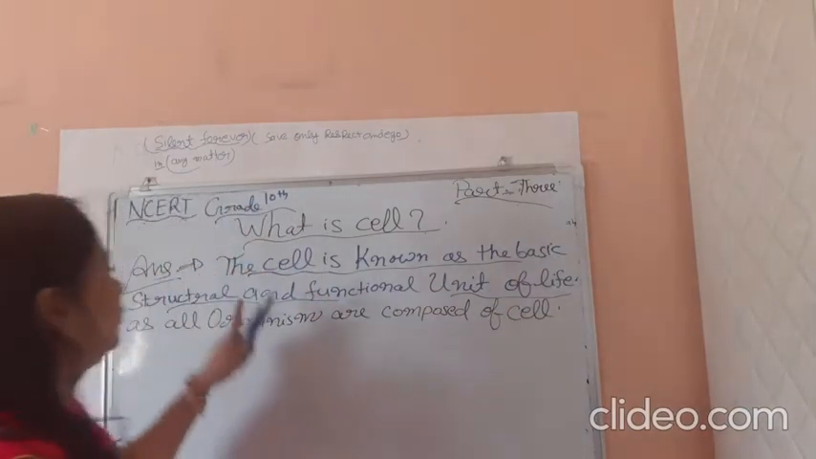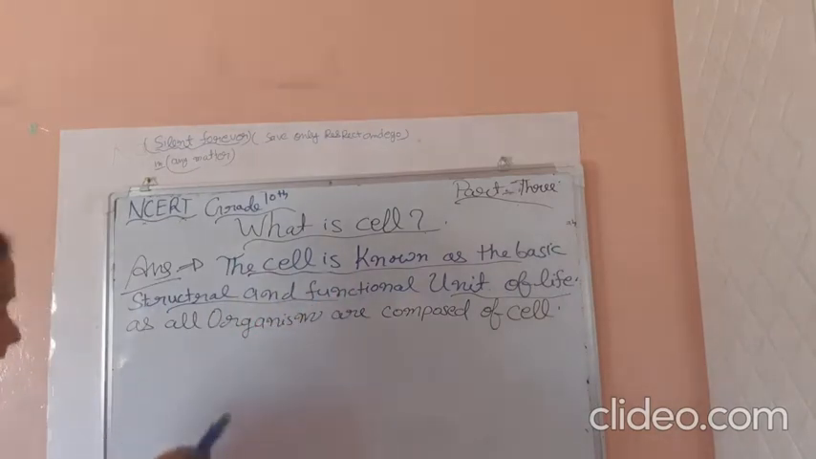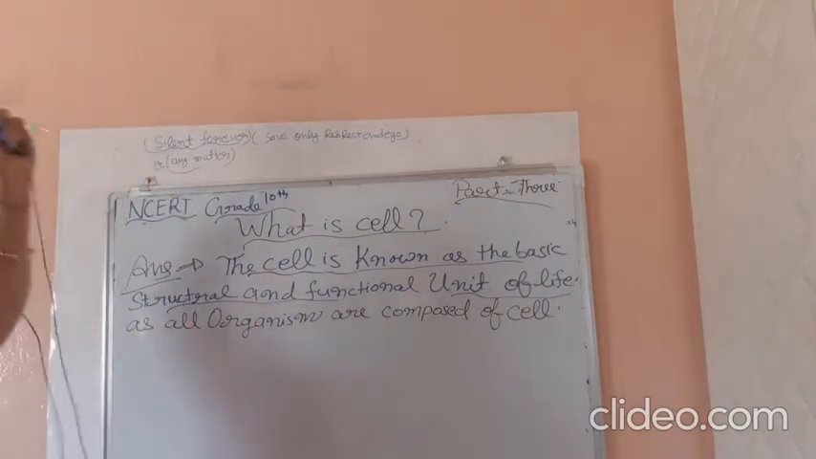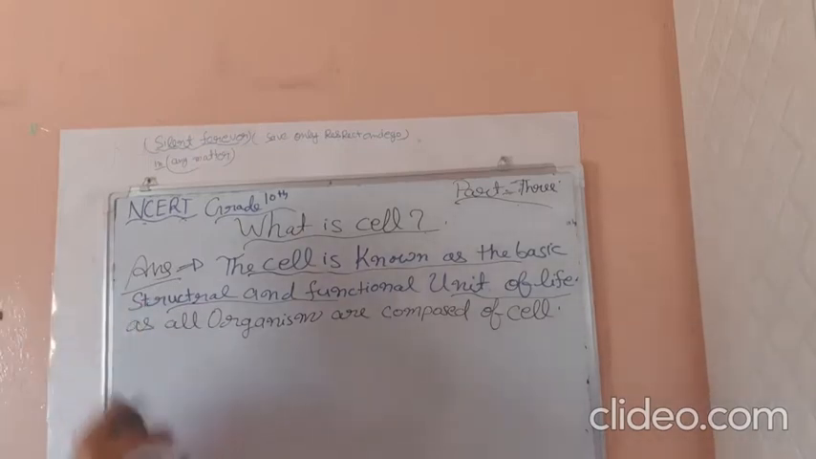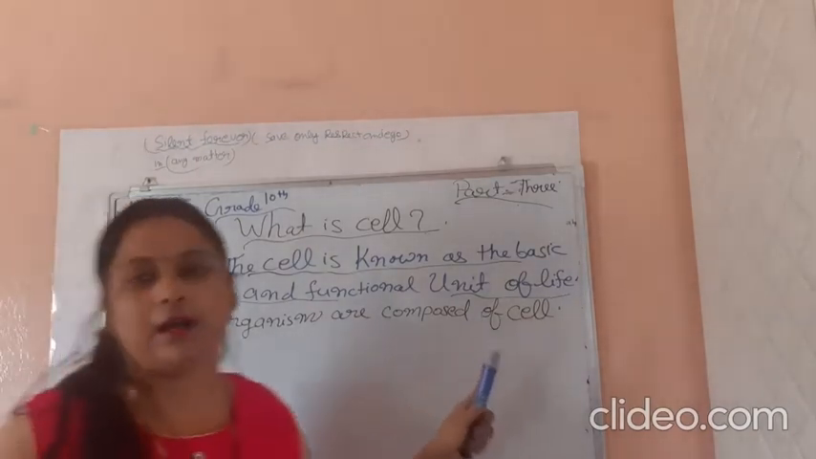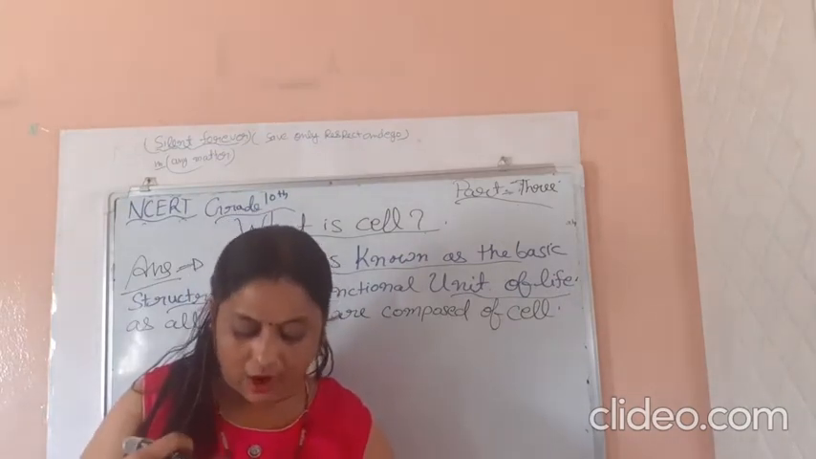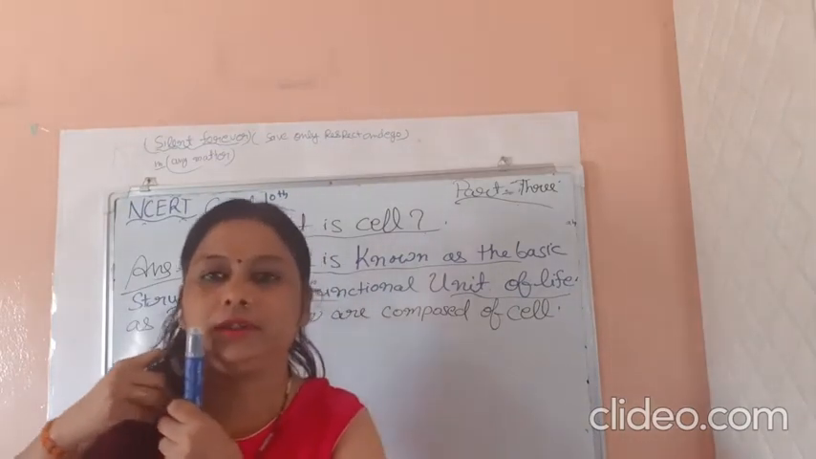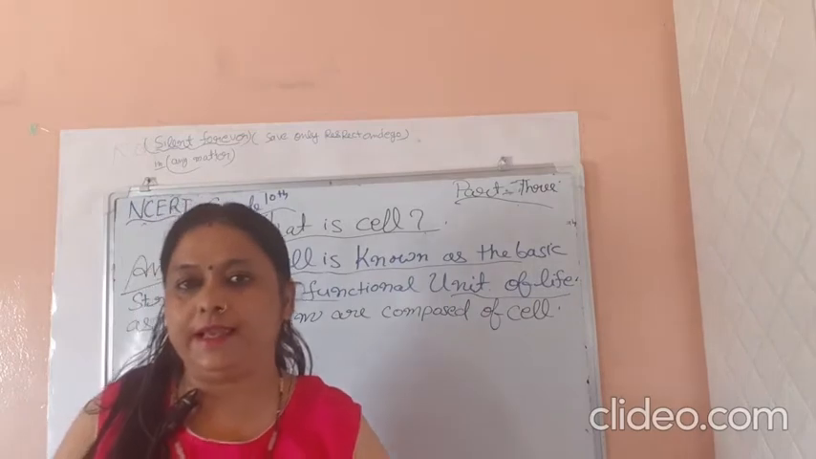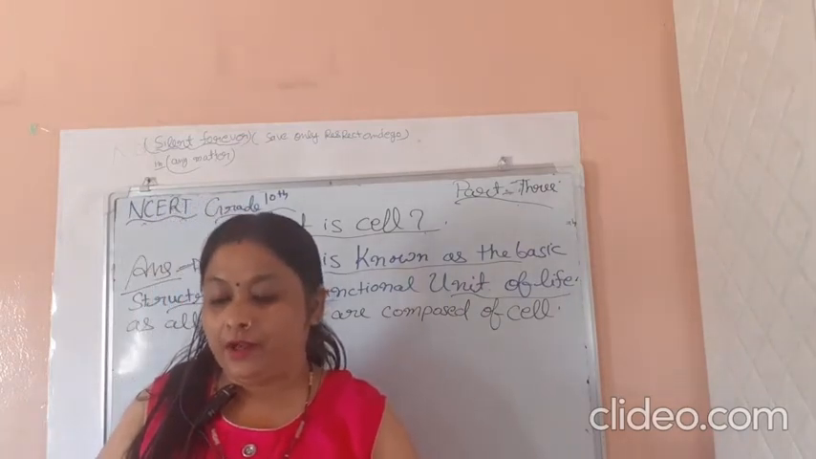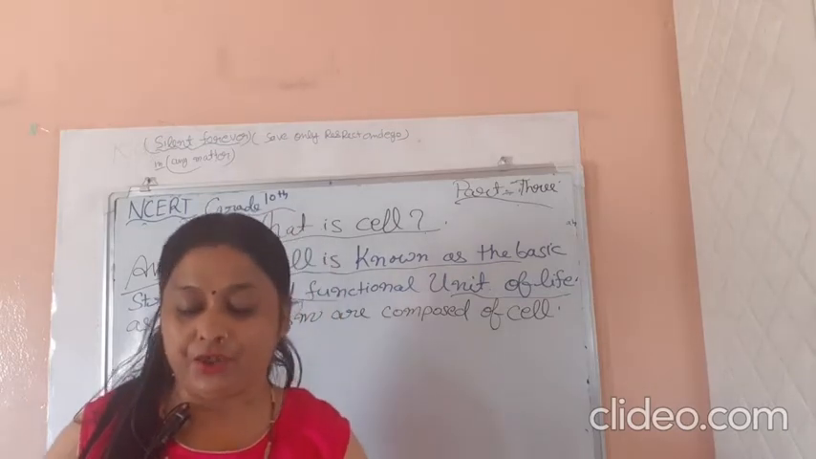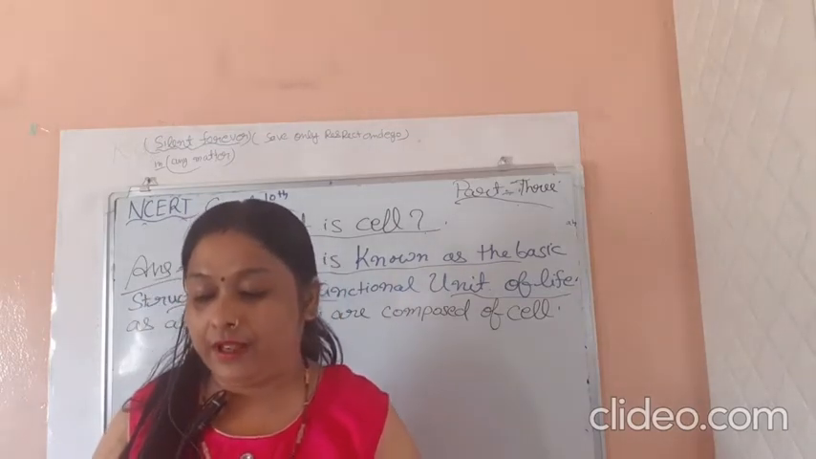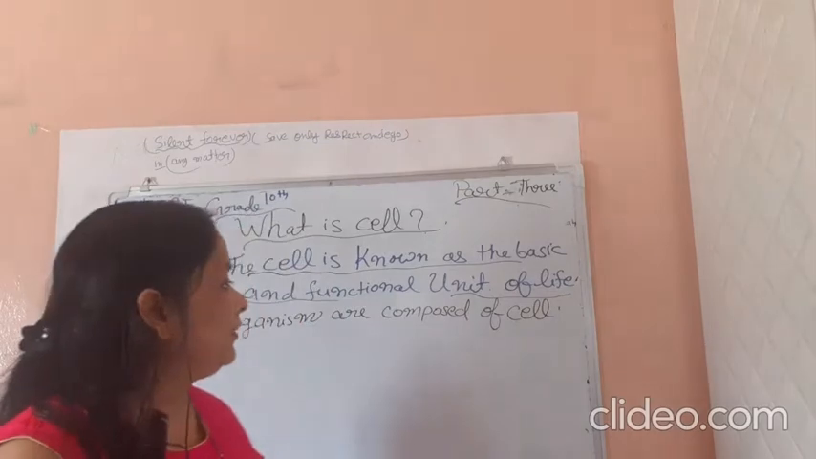So the cell is known as the basic structural and functional unit of life, as all organisms are composed of cells. All organisms are composed of cells.